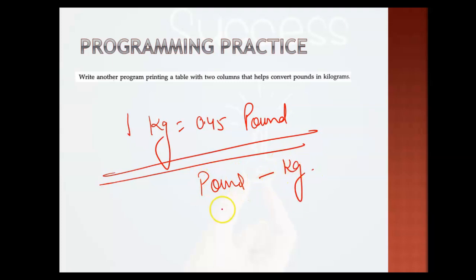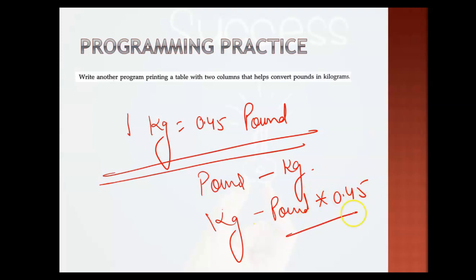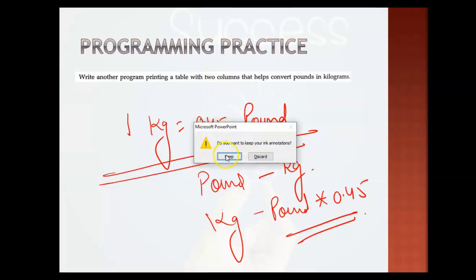For that, whatever the pound value is, you need to multiply that value. Kilogram is equal to pound multiplied by 0.45. This will give you the equivalent value in kilogram. So the input is pound, output is kilogram. I have written the formula here, and no limit is given. You need to display it in the form of columns again. So this question is ditto the same as the previous one, right?